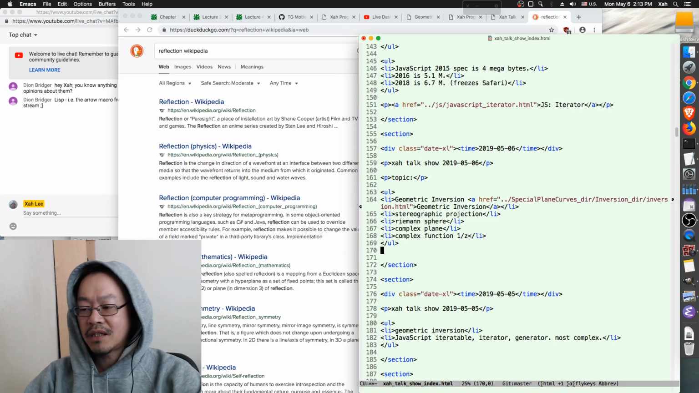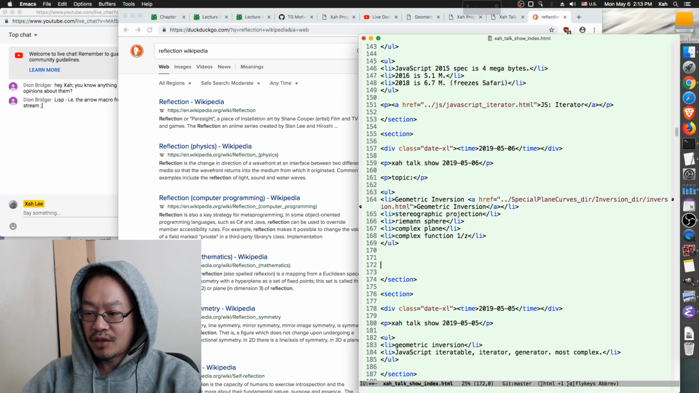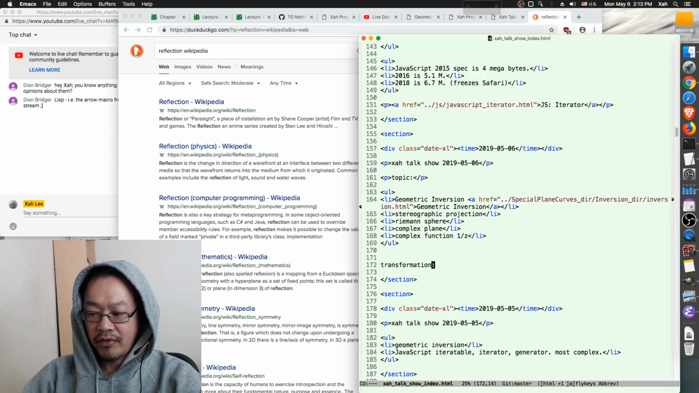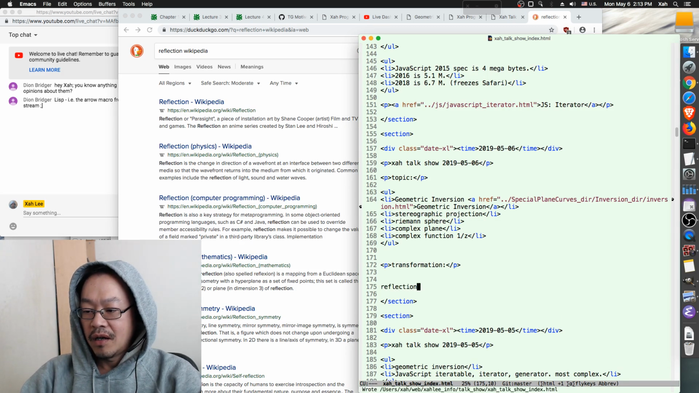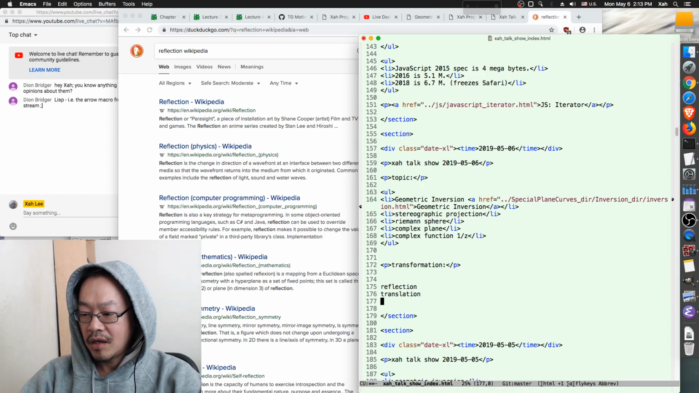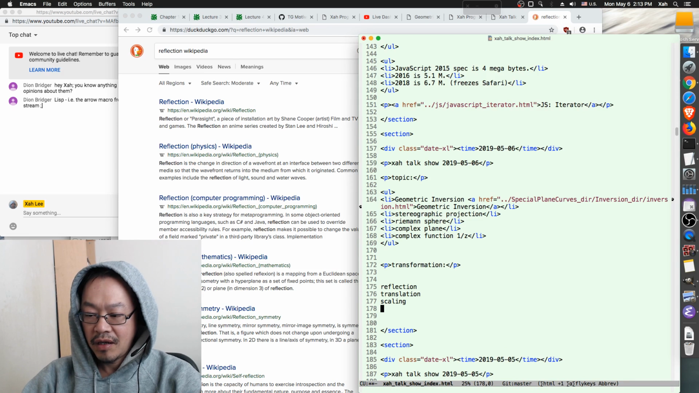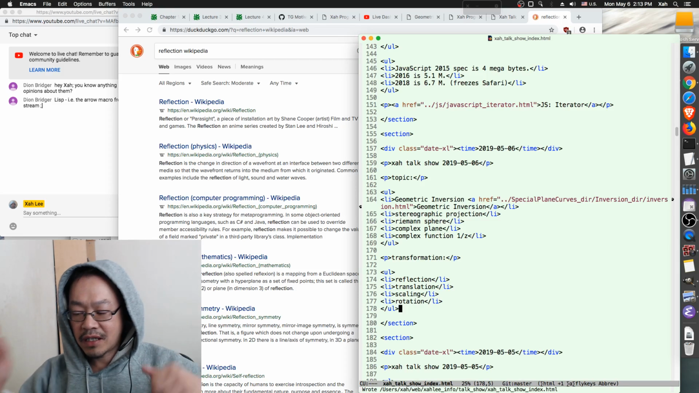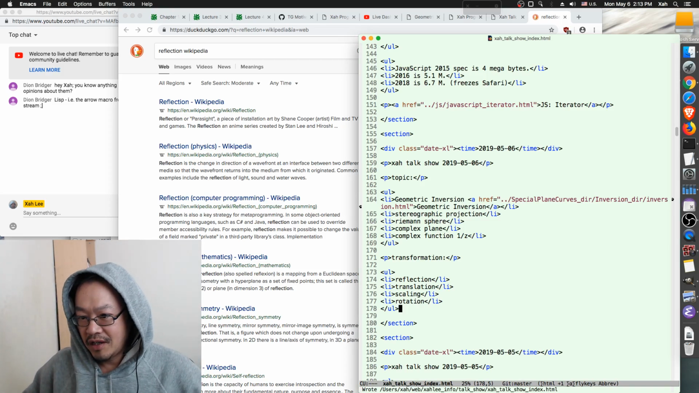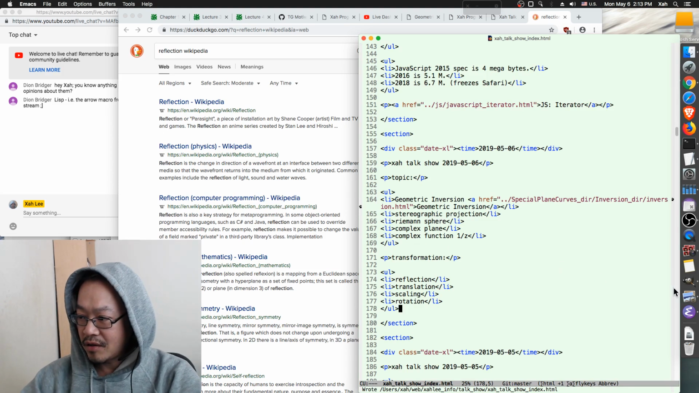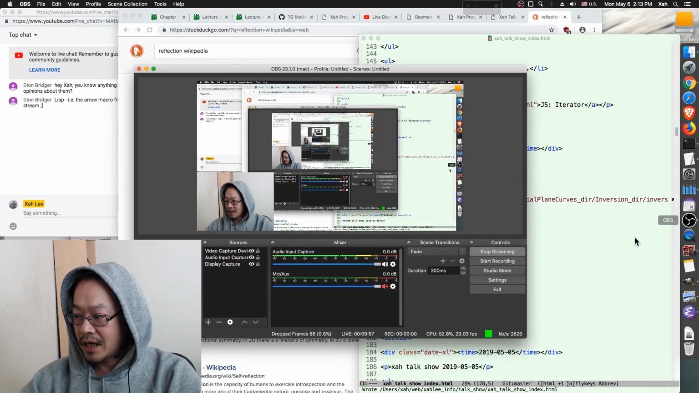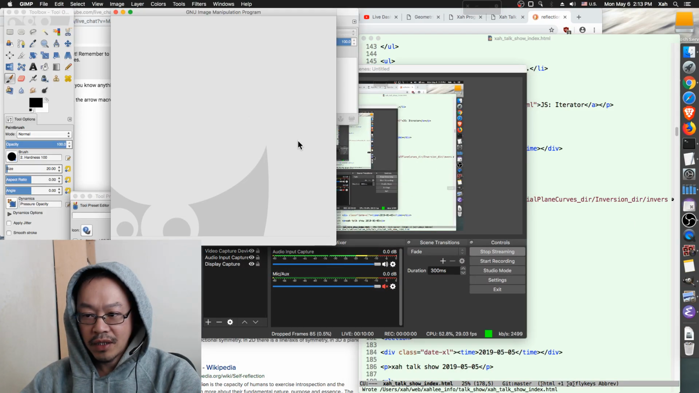So what are some examples of transformation? For example, we have reflection, we have translation, we have scaling, we have rotation. Now, these are some of the examples of transformation, and these are very simple. You can understand. So let's see.